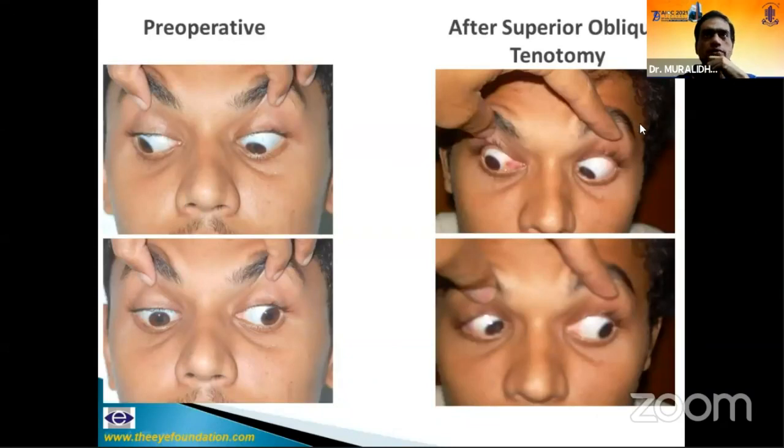So this is a patient after superior oblique tenotomy. If you see here, the superior oblique is overacting. This has been addressed after this tenotomy. And this is a patient with A pattern strabismus. You note the deviation is large on looking down. This has been addressed with surgery.